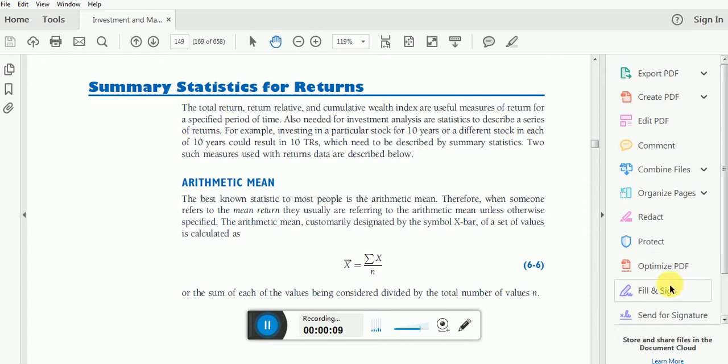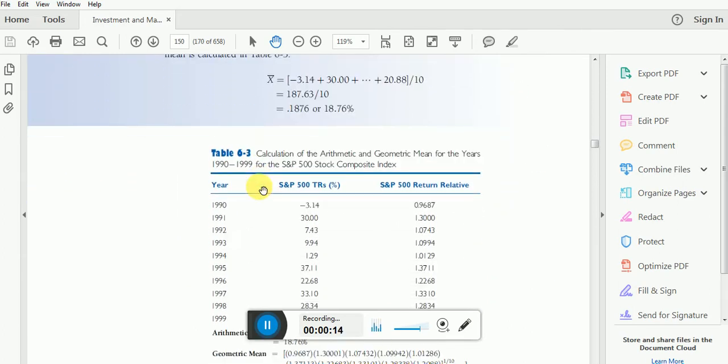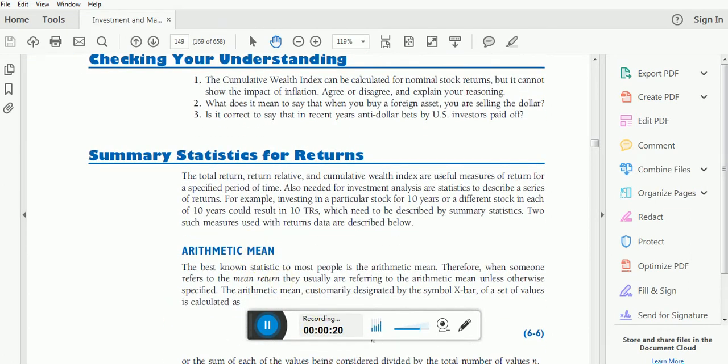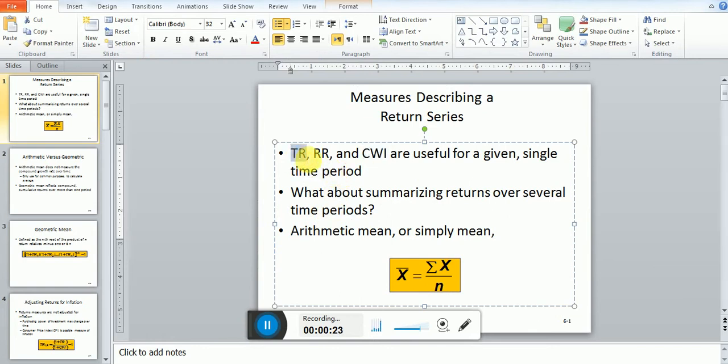Today our topic of discussion is arithmetic mean, and also we will discuss geometric mean, right? If you remember, in the last lecture we covered total return, return relative, and cumulative wealth index. In the total return you learned how to compute the return from your investment. For example, if you want to invest in any stock or bond, how you can compute the total return. And also we explained return relative.